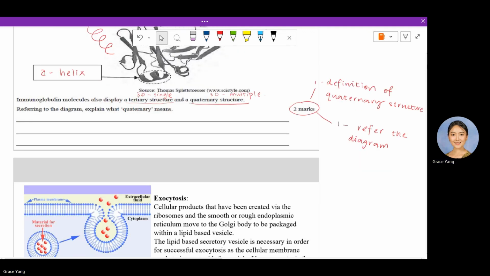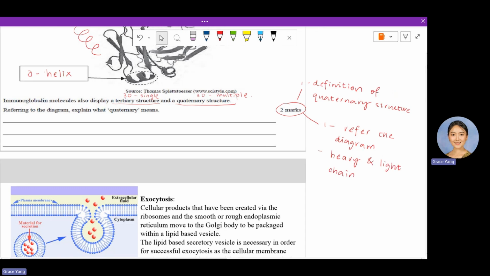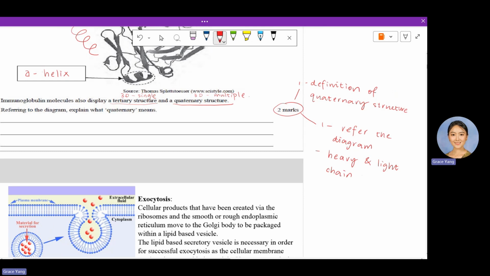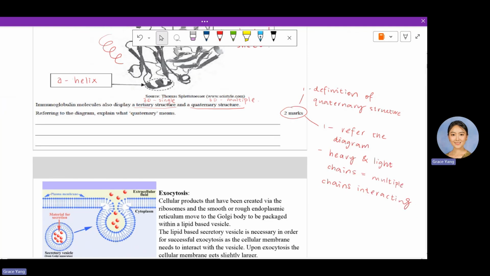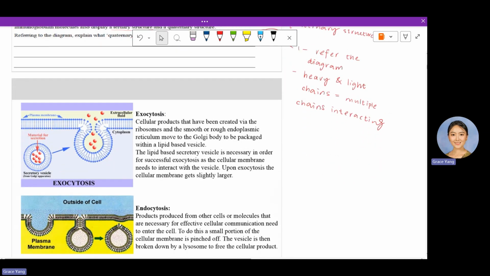And please make sure you are really specific when you're referring back to the diagram. Use the evidence that's actually given by the diagram. So it says heavy and light chain. You can even talk about the color coding, which suggests that there are multiple chains interacting. Okay, and that fits the description of a quaternary structure. So I'll let you have a go at that question yourself. And let's move on.